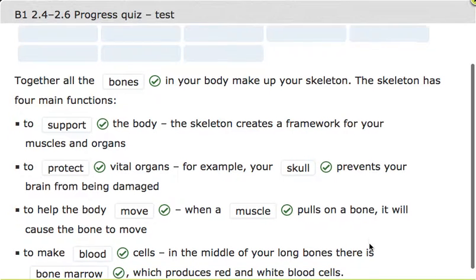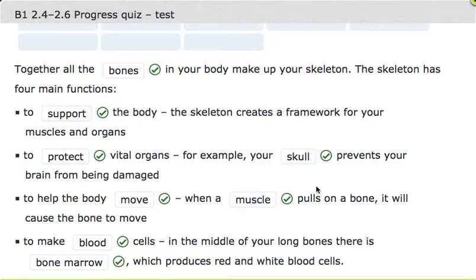Okay. Then we've got this gap fill to think about the function of the skeleton. Okay, firstly, your bones are in your skeleton. You should know that. And the things they do here, they support the body, yeah. Creates a framework, i.e. to hold everything up. It protects the vital organs. For example, your skull prevents your brain from being damaged. We talked about lungs and the heart being protected by the rib cage.